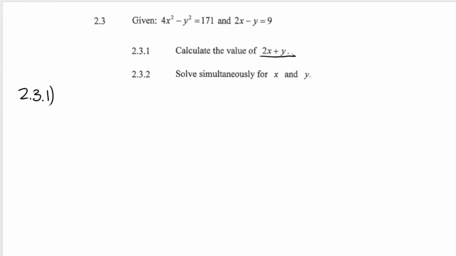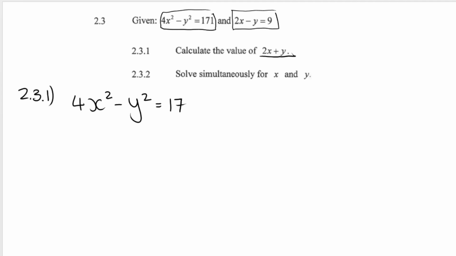So you might be thinking, oh my goodness, where do I get that from? Well, clearly it has nothing to do with this equation, 2x minus y is 9. So we need to take a look at this equation and think about, can I do something to that equation that will help me in this question? Now, if you stare at the left-hand side of this equation, do you not see something that looks a bit suspicious?